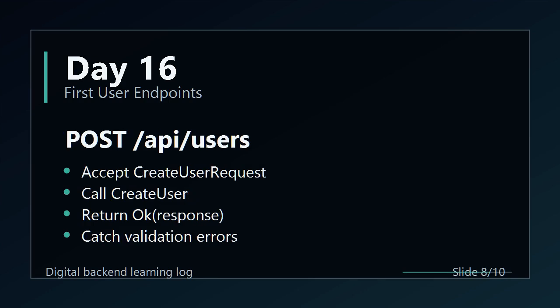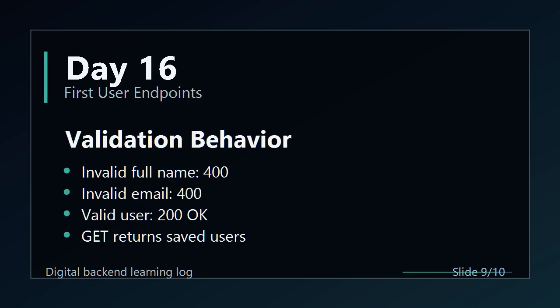The PostUsers endpoint accepts CreateUserRequest, calls CreateUser, returns OK with the created user, and catches validation errors as bad request. Validation behavior must be clear.